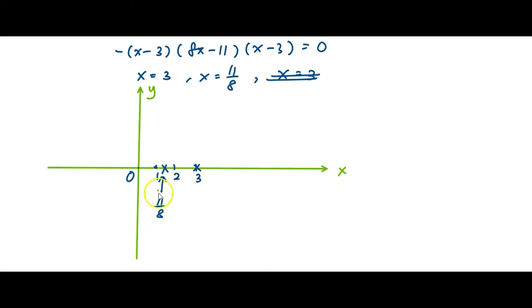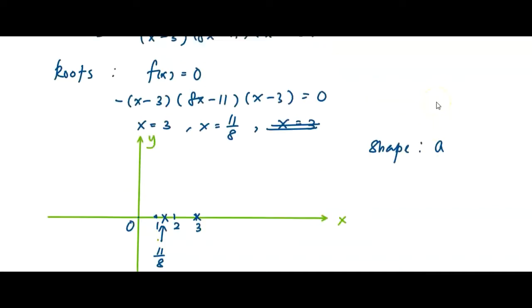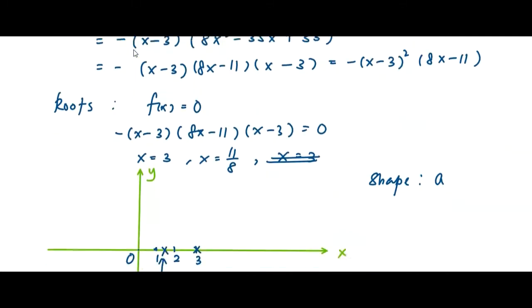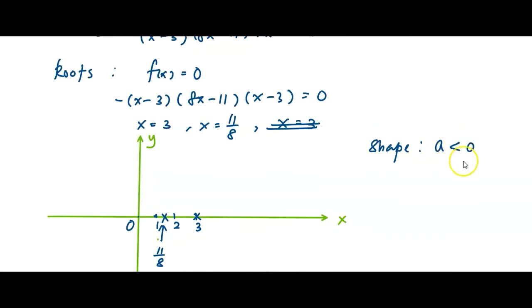Now we need to get the shape of the graph. For the shape, we will consider the value of a. You have your a is negative 8, right? So it's a negative number, meaning that the shape of the graph will be down, up, down. So the shape of the graph will be in this form.